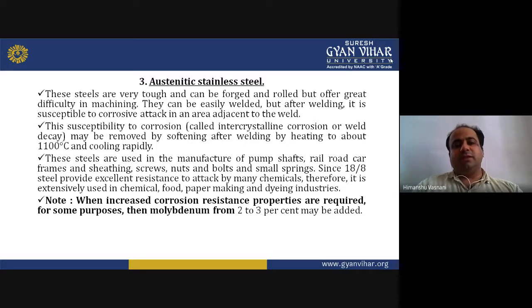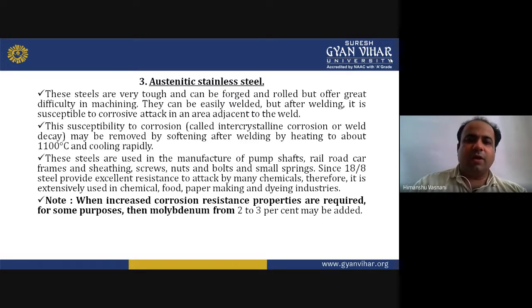Now this steel is used in the manufacture of pump shafts, railroad car frames, screws, nuts and bolts, and small springs. Since 18/8 steel provides excellent resistance to attack by many chemicals, it is extensively used in the chemical, food, paper making and dyeing industries. So you can see this 18/8 steel has applications due to its resistance to attack by many chemicals, in the chemical industry, food, paper making and dyeing industry.